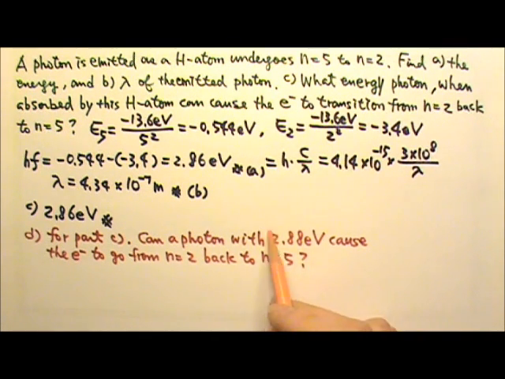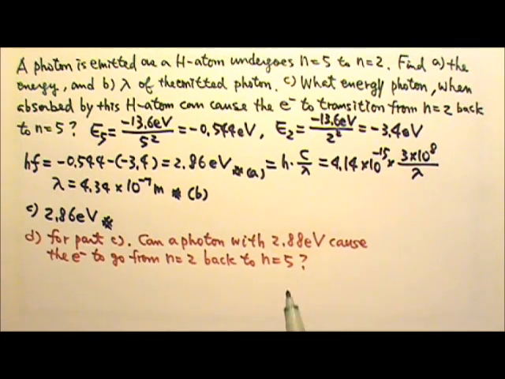To cause an electron or a hydrogen atom to transition from state to state, the photon energy involved has to be exact. 2.88 eVs is too much for a transition 2 to 5, but it is also too little for 2 to 6. So this photon cannot be absorbed by this hydrogen atom, and therefore it does not cause any transition.